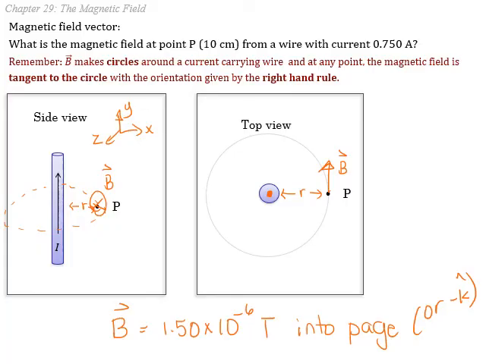Now we've got our magnitude and our direction. We put it all together to say that our magnetic field is 1.5 times 10 to the minus 6 teslas, which points into the page. If you want to put in an XY coordinate system, you can do that in the system I've drawn. Into the page is the same as minus k hat.